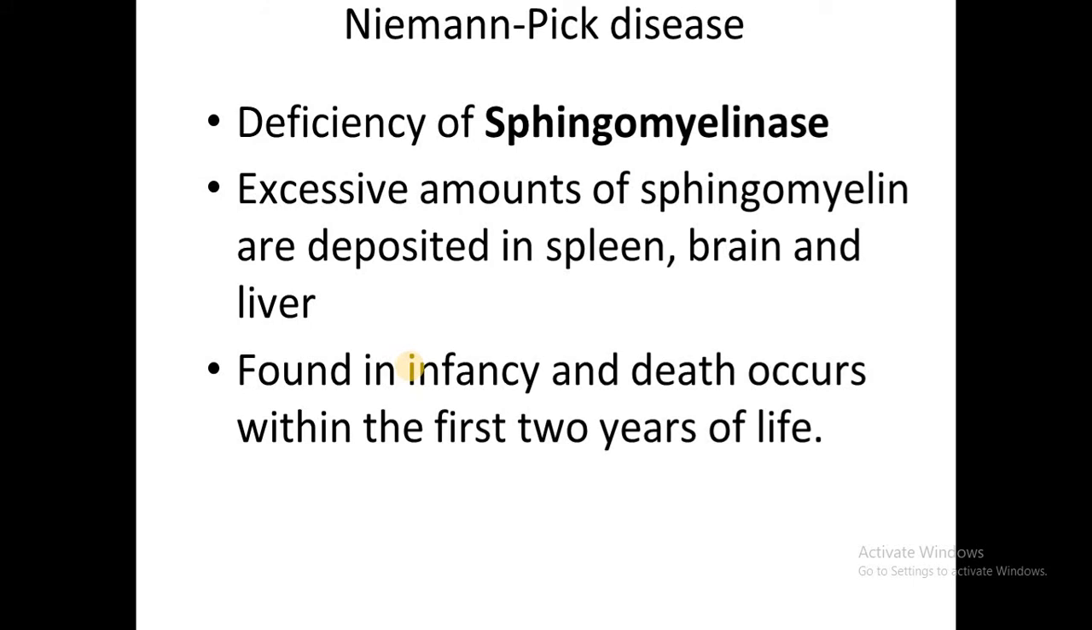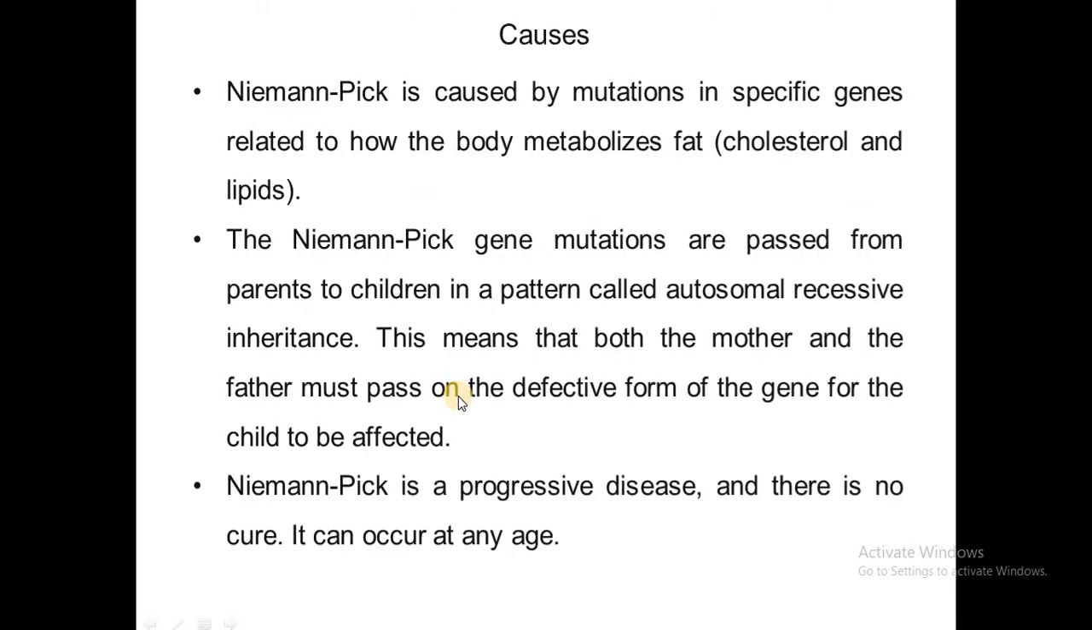Next, we see about Niemann-Pick disease. There is a deficiency of the enzyme that breaks down sphingomyelin. Excessive amounts of sphingomyelin are deposited in the spleen, brain, and liver. So here the accumulation is of the sphingomyelin compound. It is mostly found in infants. Death occurs within the first 2 years of life. So it is also similar to Gaucher disease, where death occurs within 2 years.